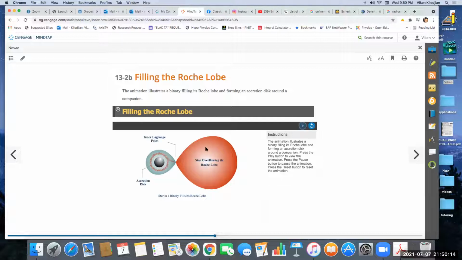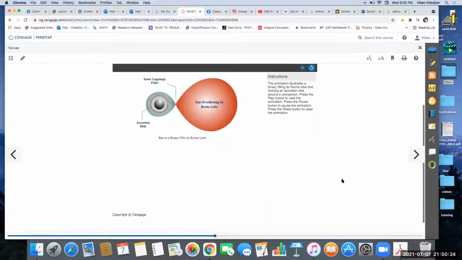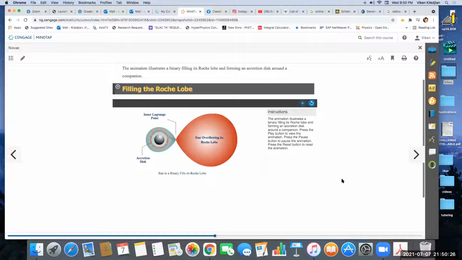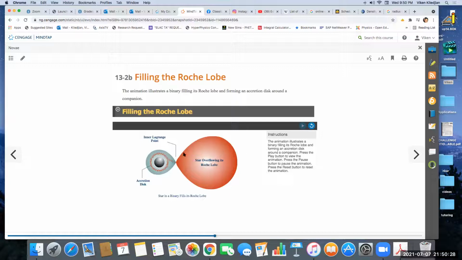You see, matter from the star overflowing its Roche lobe is then accreting around this white dwarf. I think that's it for that page, just showing that animation.